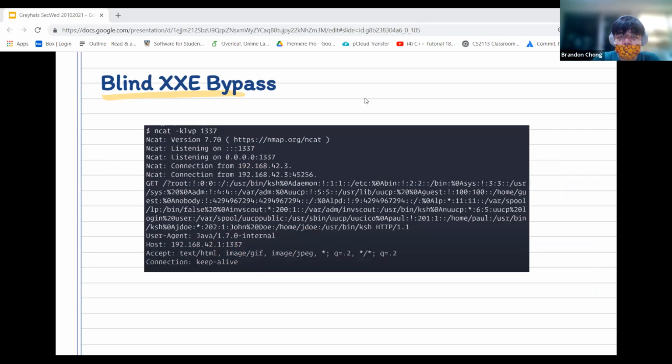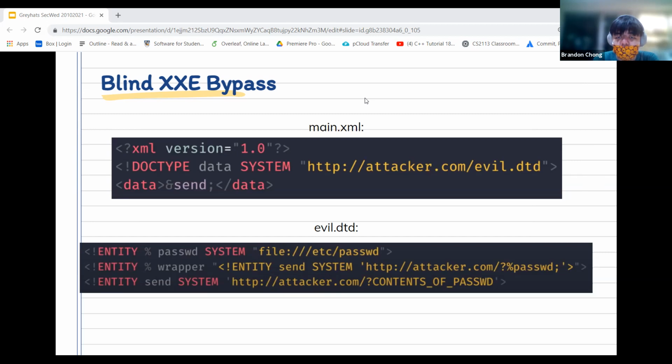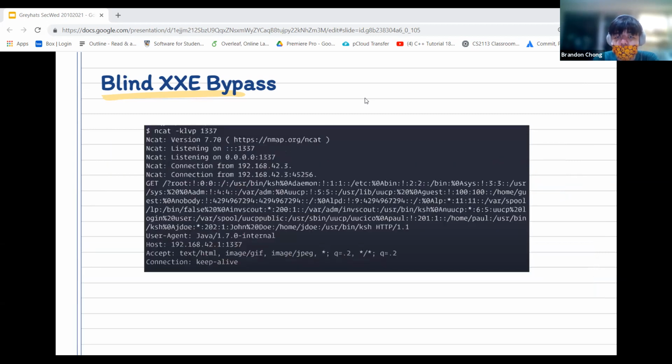Okay. So suppose we have a simple HTTP server running, and then we have a netcat that is listening to this server at port 80. So when I send the main XML payload from earlier, the netcat will capture the response. So you can see over here is the contents of /etc/passwd.